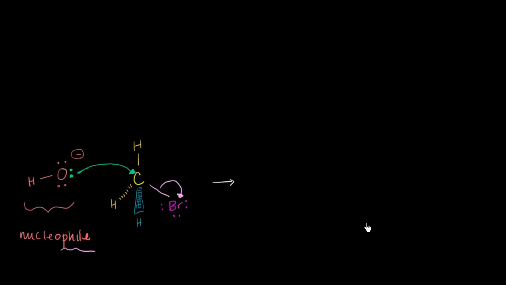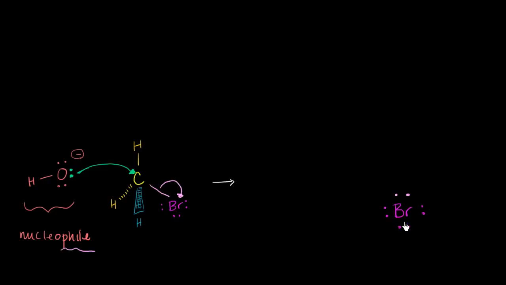Let me draw my bromine first, which is now going to become a bromide anion. So bromine, 1, 2, 3, 4, 5, 6. 1, 2, 3, 4, 5, 6. And now it gets both of these electrons from this bond. So it has both of those electrons right over there. Now, this will have a -1 charge.